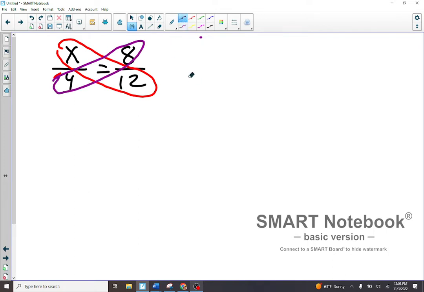Now, I know a question popped up the first time I did it. It doesn't matter if you put the red circle first or the purple circle first, as long as they're equal to each other. So when I circle it like this, what I'm going to do is multiply them. So that's going to be 12 times x equals 8 times 4. However you write it, with parentheses or not, I don't care. So 12x equals 8 times 4, which is 32.